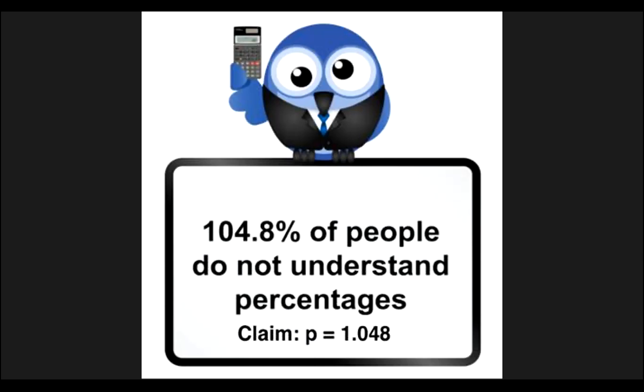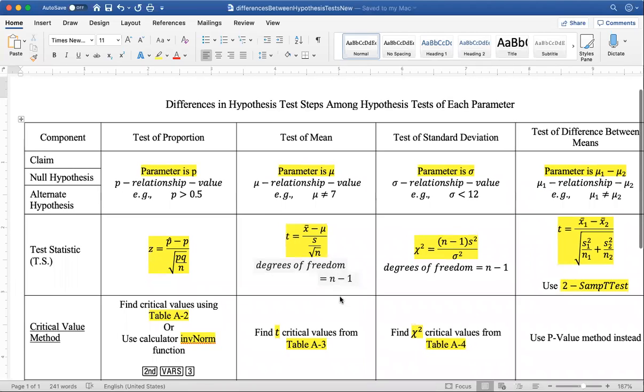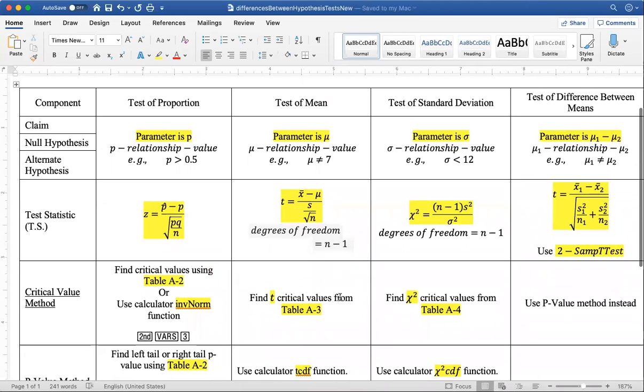This video discusses the similarities and the differences between the 5 steps in hypothesis testing for the 4 different hypothesis tests that are going to be tested in test 3. So let's look at this table. All of our hypothesis tests have these 5 steps.